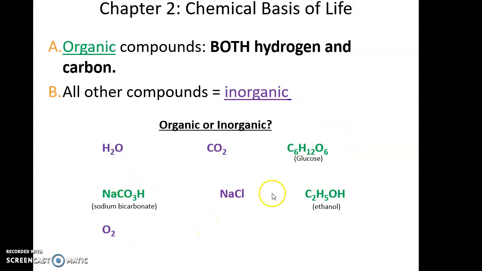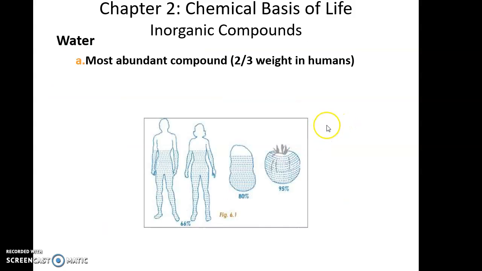If we look at these other molecules, we see that glucose, C6H12O6, is organic. It has carbon and hydrogen. Ethanol, C2H5OH, again has carbon, has hydrogen. And sodium bicarbonate, NaCO3H, has carbon and hydrogen. Doesn't matter how much carbon and hydrogen, you just have to have at least one carbon and at least one hydrogen to be organic.